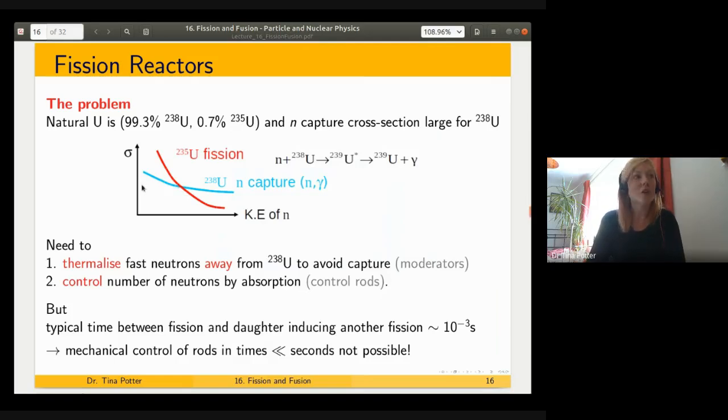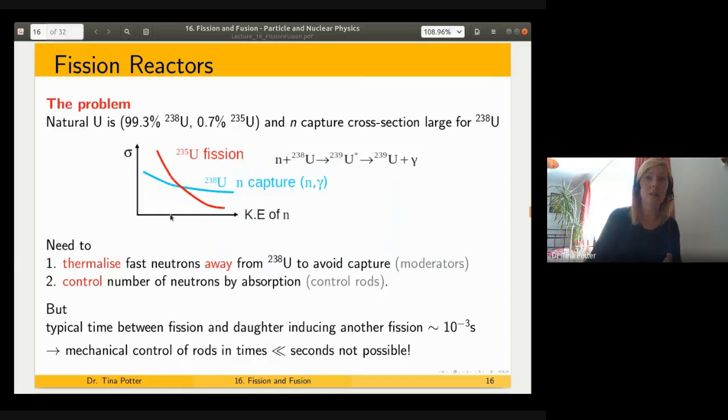Now, if we have a look at the neutron capture cross sections for these two, the one that we're interested in, uranium-235, this is the one we want to induce fission in here. Its cross section drops away for neutron capture far more steeply than uranium-238. So the prompt neutrons that are coming out from the uranium-235 fission that we want to use to induce other fissions are quite high energy.